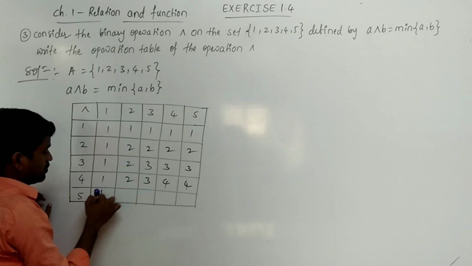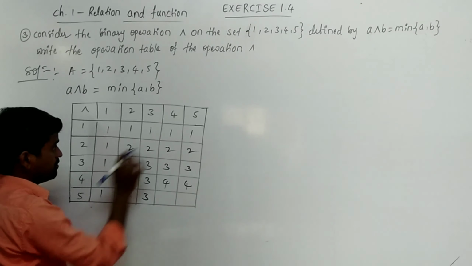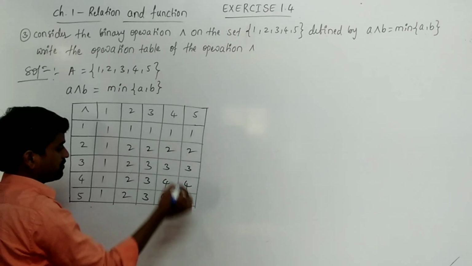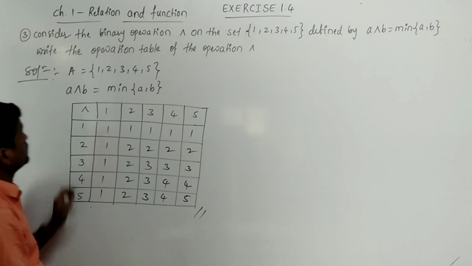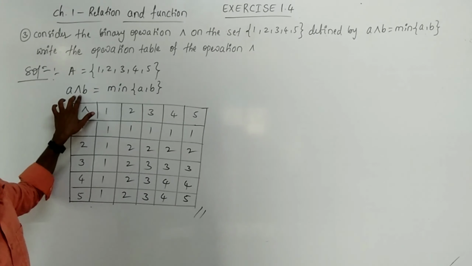5 minimum 1 is 1. 5 minimum 2 is 2. 5 minimum 3 is 3. 5 minimum 4 is 4. 5 minimum 5 is 5. This is the operation table of this minimum operation.